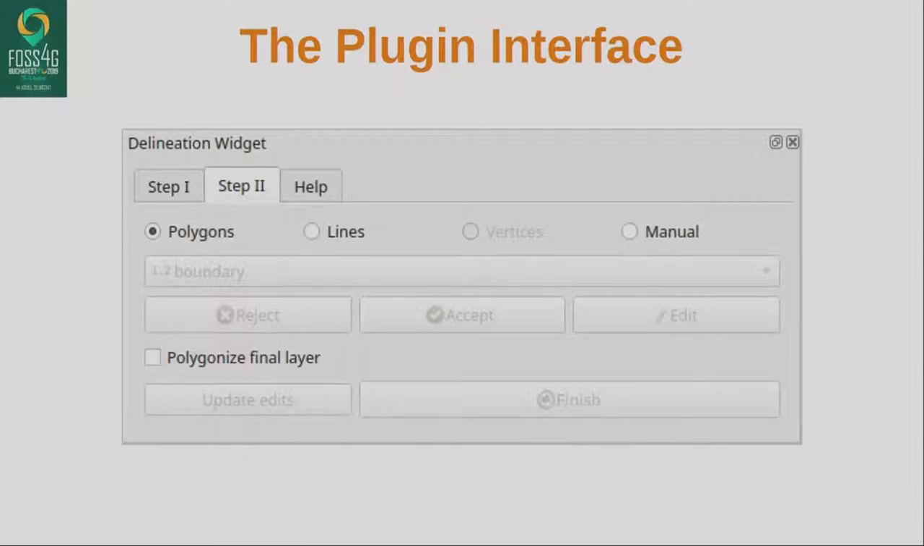So then we go to step two, where you have four different ways to select the polygons of the properties: polygons, lines, vertices, and manual. I'm going to show them one by one.